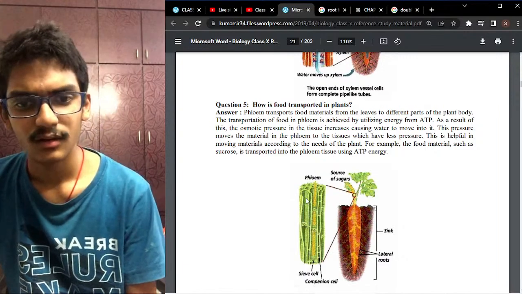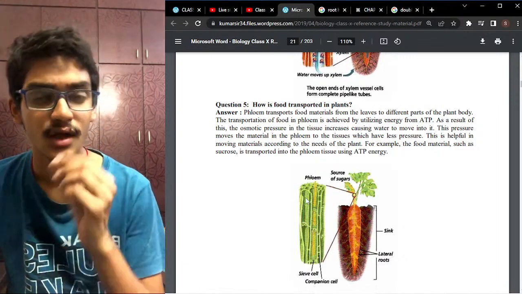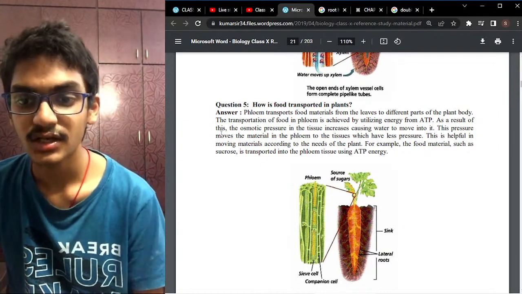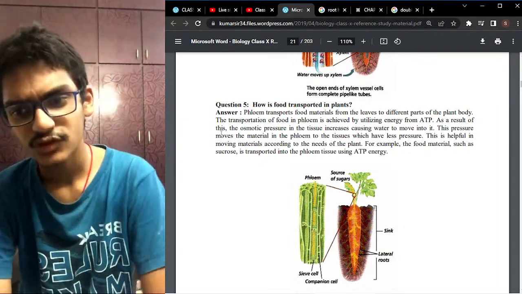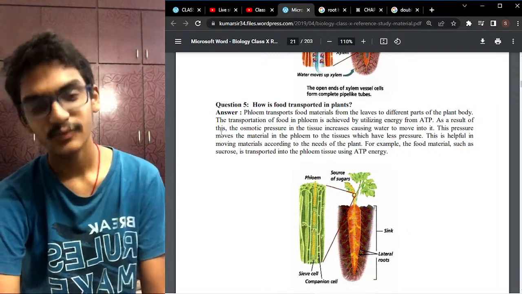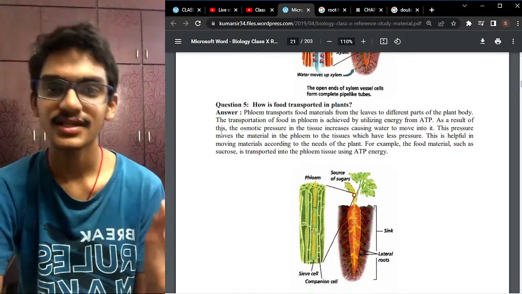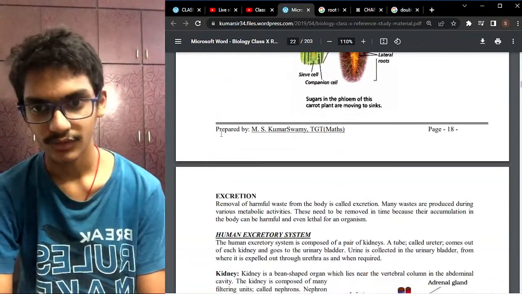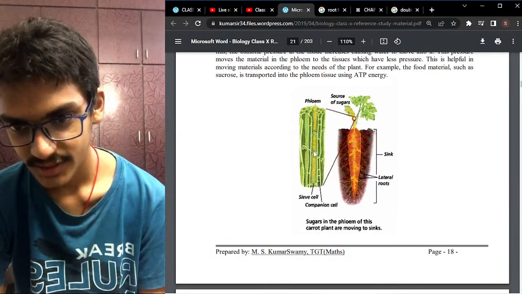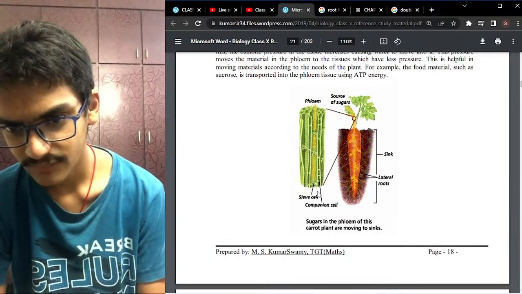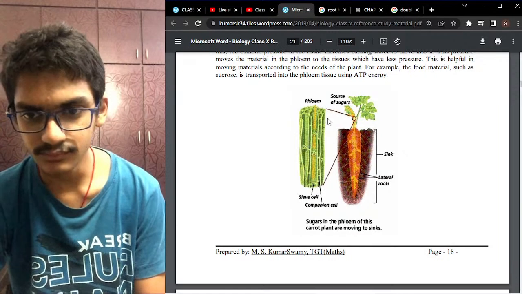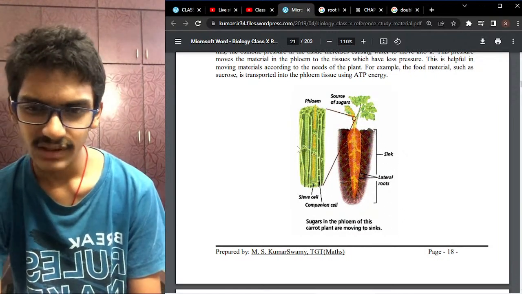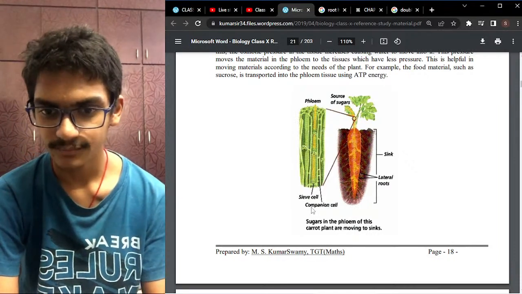Energy is being utilized, and then the water is also transported. Osmotic pressure in the tissue increases, causing the water to move, because of which pressure will be created, and the material is transported to all the areas where there is less pressure. So food materials like sucrose and everything are transported. You can see the picture also. For example, here the water and everything. These companion cells are mainly responsible for this. Then sink. This is not required. This picture is mainly enough.